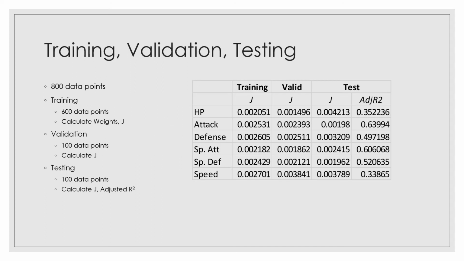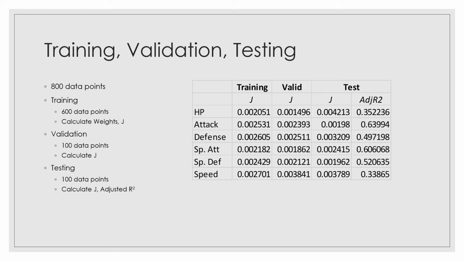project. Now that the input and output was sorted out, I needed to split the data into a training set, validation set, and a testing set. The training set used 600 of the 800 total data points and was used to calculate weights and a cost value. The validation set was used to calculate another cost value, and the testing set was used to calculate a final cost value with an adjusted R-squared value.